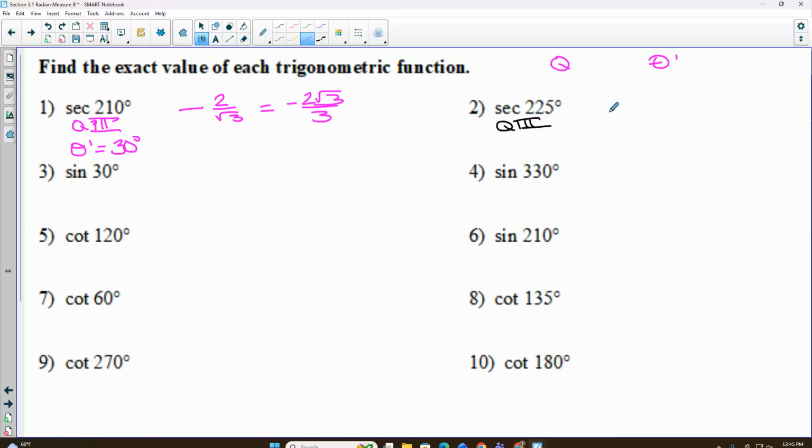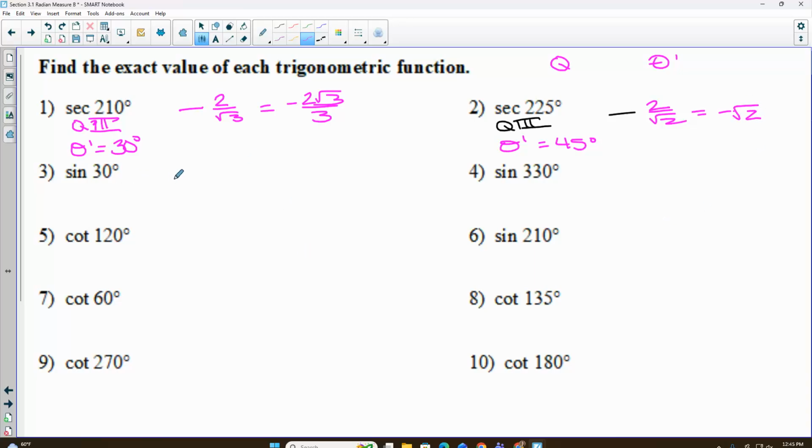In quadrant 3, tangent is positive, so secant would be negative. Reference angle, 45 degrees. Okay, so cosine of 45 is radical 2 over 2. If you flip it, you should just get negative radical 2.